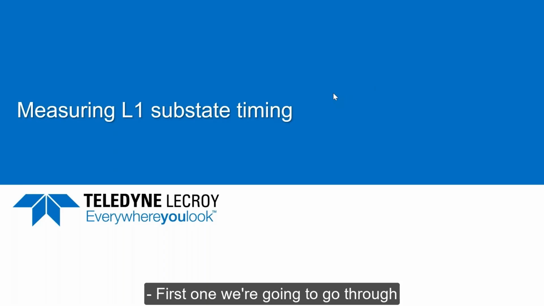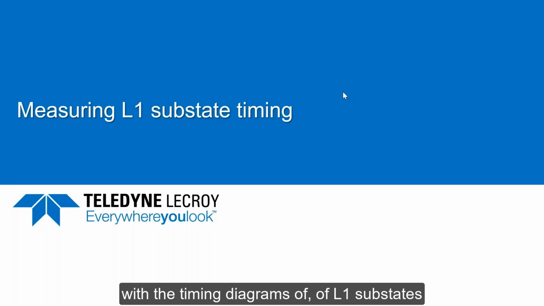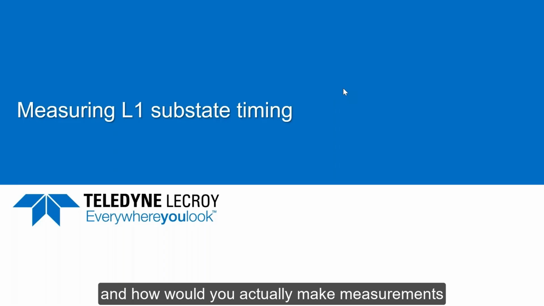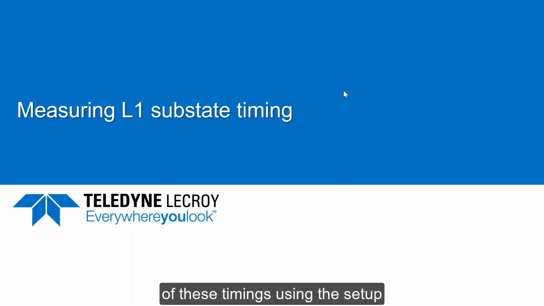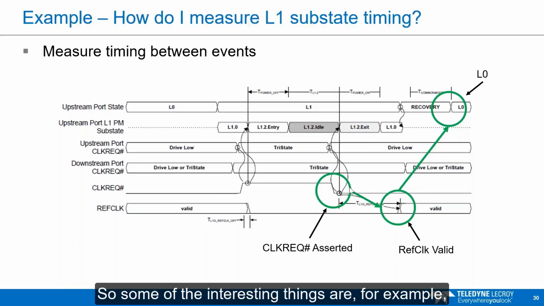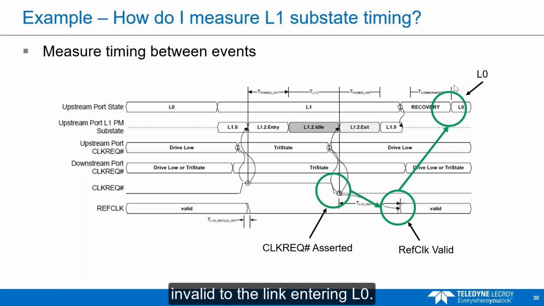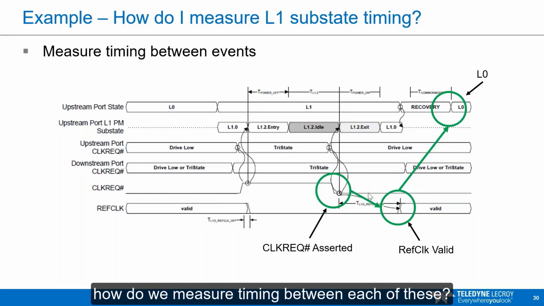The first one we're going to go through is related to what I was showing you just a moment ago with the timing diagrams of L1 substates, and how you would actually make measurements of these timings using the setup Patrick just described. Some of the interesting things are, for example, the clock request being asserted to the reference clock being valid to the link entering L0. These are events that we can see on the different instruments. But how do we measure timing between each of these?